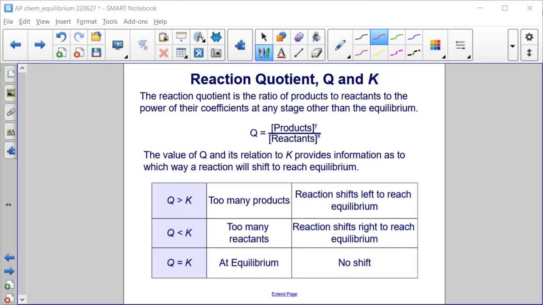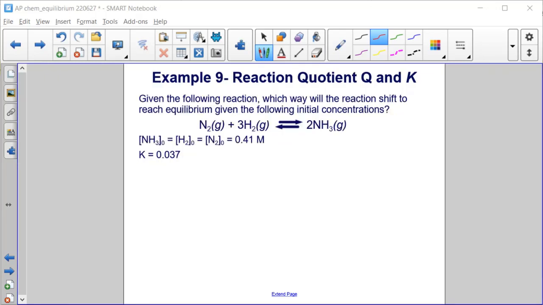So if Q is greater than K, then there's too many products. This top part of the fraction is too big. Too many products. So the reaction will shift left or toward the reactants to reach equilibrium. If Q is less than K, then we have too many reactants, and the reaction will shift right toward the products to reach equilibrium. If Q is equal to K, that means the reaction is at equilibrium, and then there will be no shift. Example 9, reaction quotient Q and K.